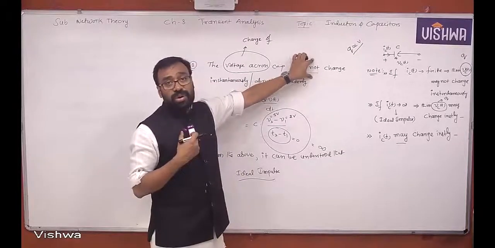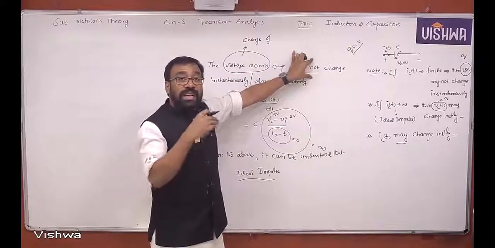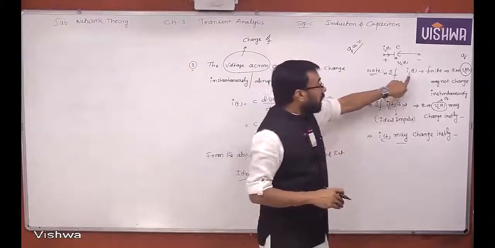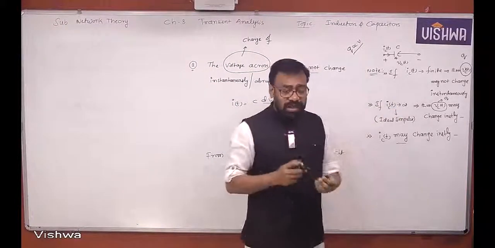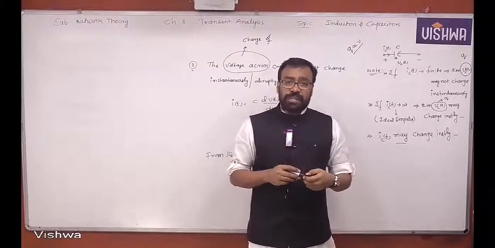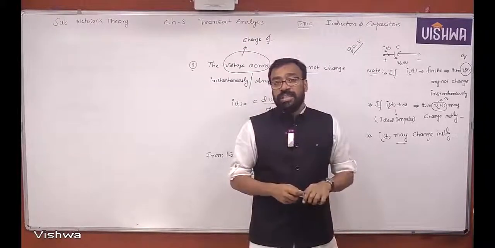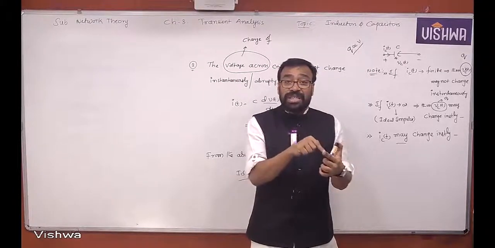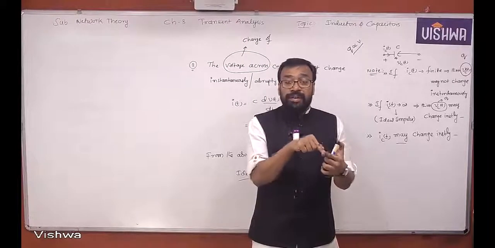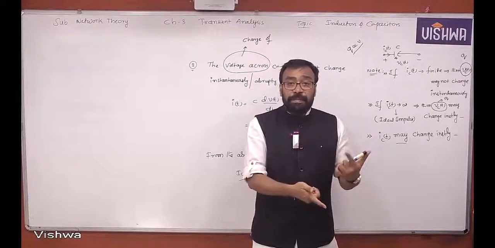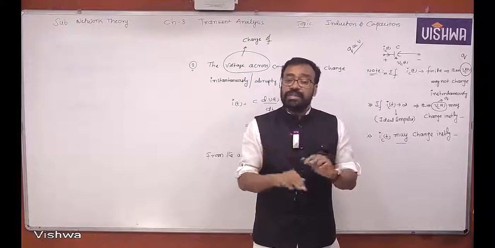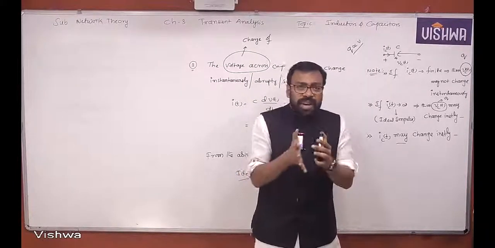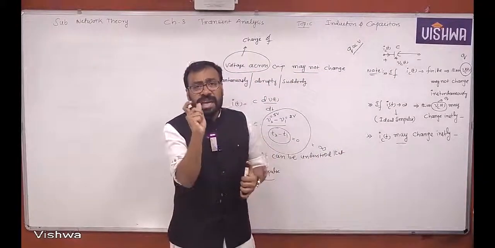Because I do not know what is the current flowing through the capacitor. If somebody mentions that the current through the capacitor is finite, then you can say the voltage across the capacitor cannot change, because they specifically mentioned the current through the capacitor. If the current through the capacitor is found to be infinite, that is an ideal impulse, you can confidently say yes, voltage across the capacitor can change.